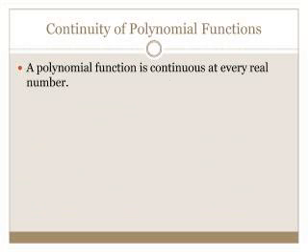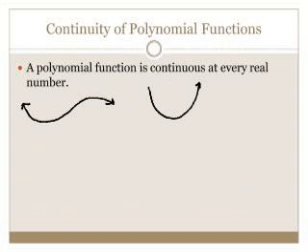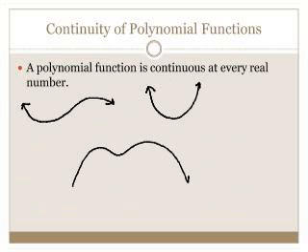Continuity of polynomial functions. Well, we know that a polynomial function is a smooth, continuous curve. So here might be a cubic polynomial. We could have a quadratic parabola. We could have a fourth degree. So all polynomial functions are continuous at every point, because in polynomial functions there is never a gap or a hole. So they are continuous over the set of real numbers.